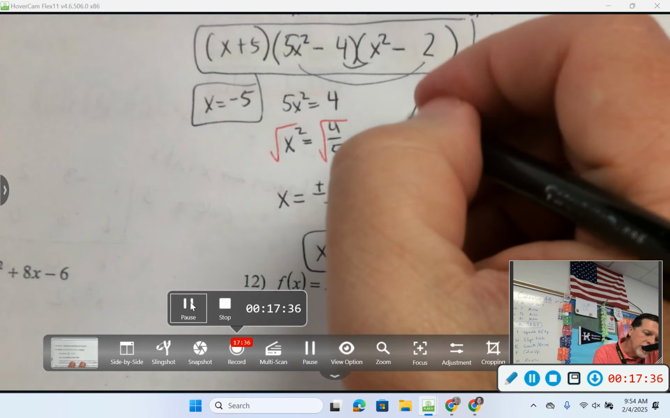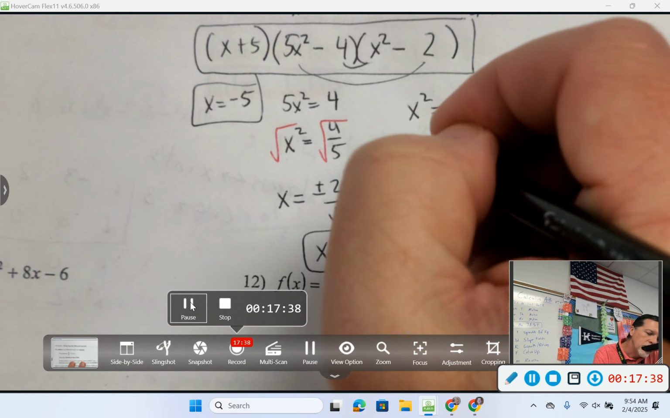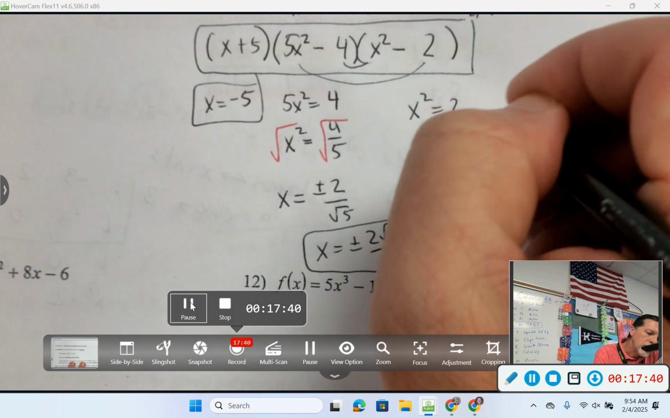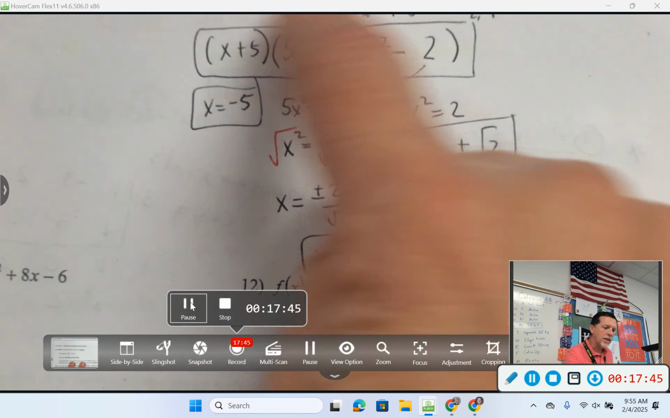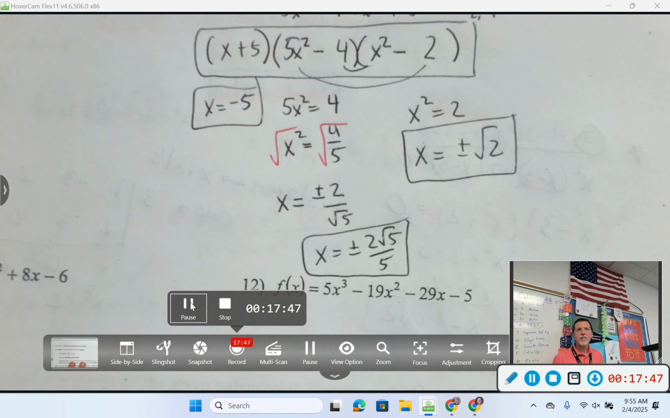And then the last one is much easier. X squared equals 2, so plus or minus square root 2. So it's factored completely, and we also found all the zeros.